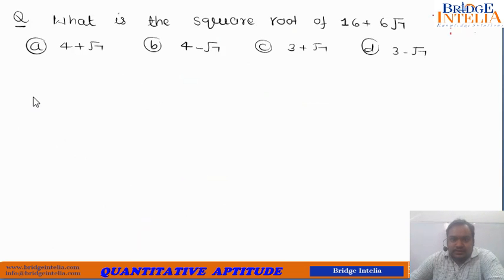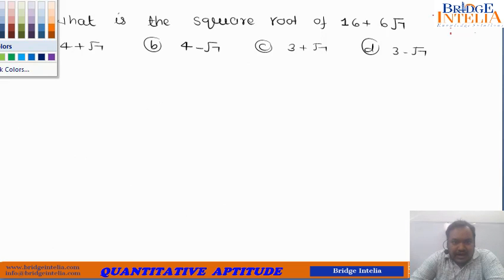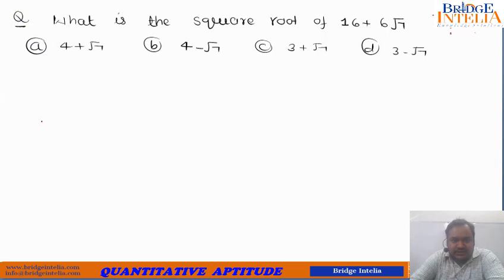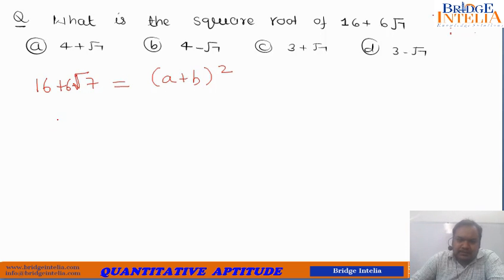So dear student, this is the second pattern of questions that you can expect from the topic surds. So how to solve such questions? Now let us understand what this question is trying to convey. We have to find the square root of 16 plus 6 root 7. So how can we do that? Let's suppose that 16 plus 6 root 7 is equal to a plus b whole square. So what does this actually mean?